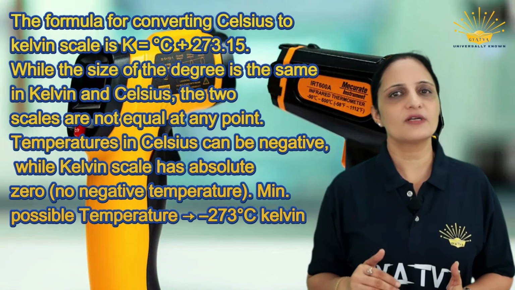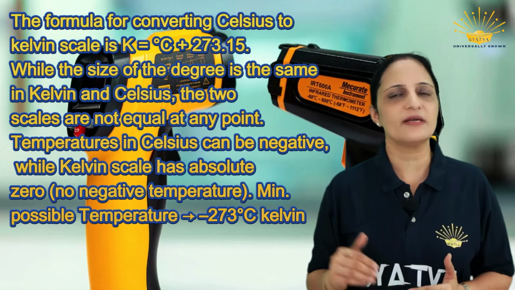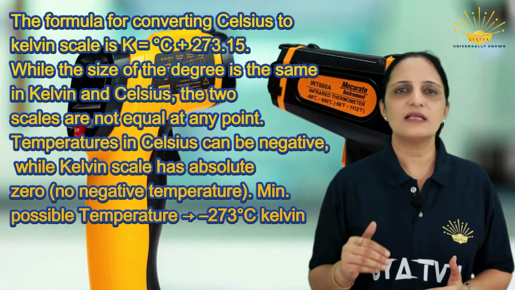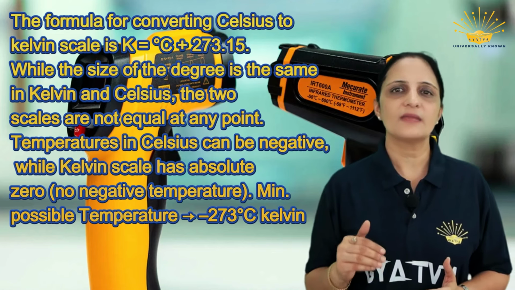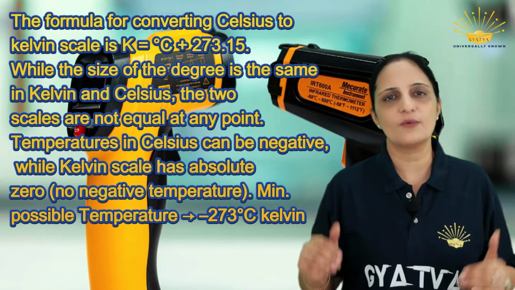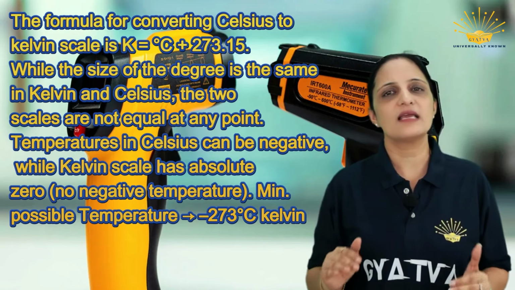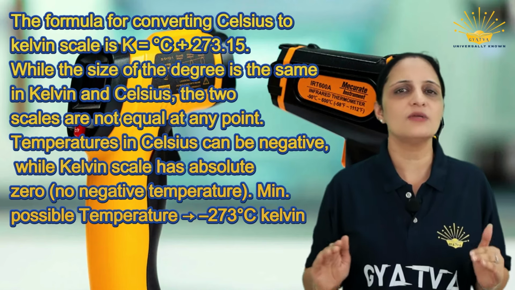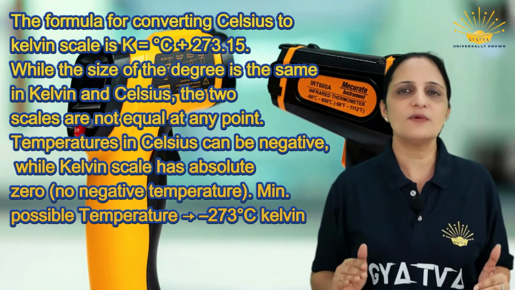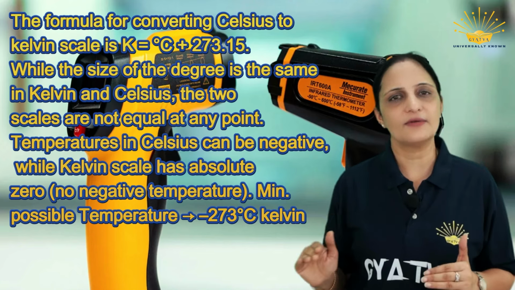Note, the formula for converting Celsius to Kelvin is K is equal to degree C plus 273.15. While the size of the degree is the same in Kelvin and Celsius, the two scales are not equal at any point. Temperatures in Celsius can be negative, while the Kelvin scale has absolute zero, that is, no negative temperature. The minimum possible temperature is minus 273 degrees C, or zero Kelvin.